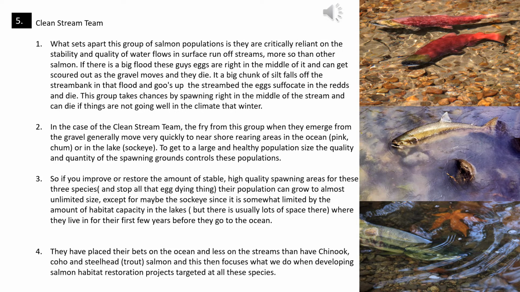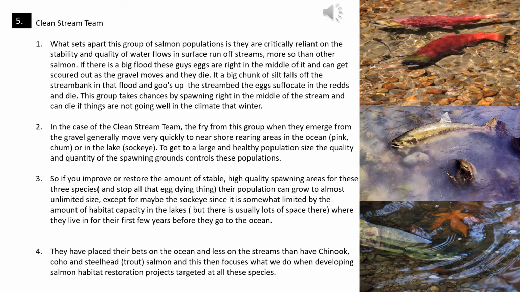The clean stream team. What sets apart this group of salmon populations is they are critically reliant on the stability and quality of water flows in surface runoff streams, more so than other salmon. So if there's a big flood, these guys' eggs are right in the middle of it and can get scoured out as the gravel moves and they die. If a big chunk of silt falls off the stream bank in that flood and goos up the stream bed, the eggs suffocate in the redds and die. This group takes chances by spawning right in the middle of the stream and can die if things are not going well in the climate that winter.